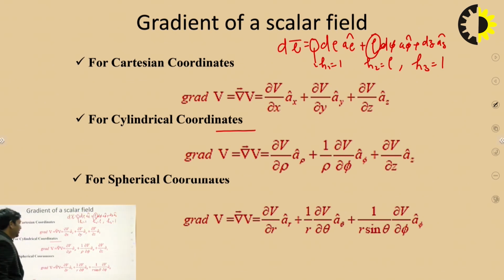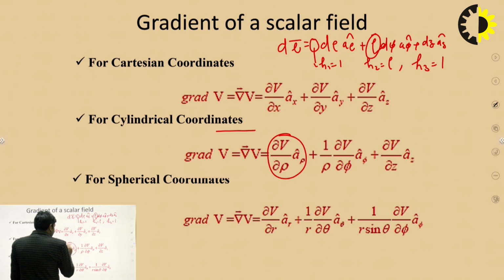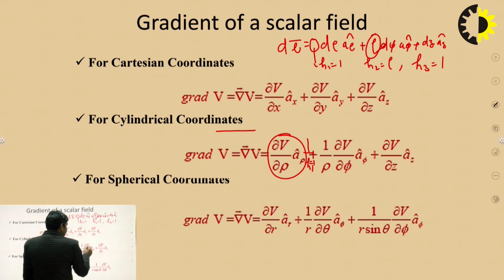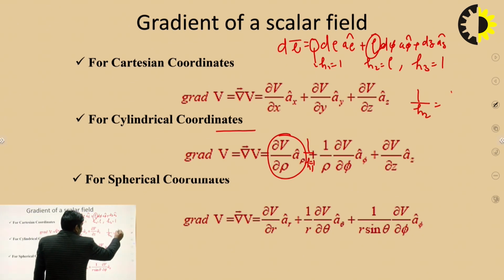So we easily calculate the gradient of any scalar field given in the cylindrical coordinate system using the formula del V over del rho, with the multiplying factor h1, which in this case is 1. So the gradient of V is del V over del rho a rho times 1 upon h1; since h1 is 1, this term is del V over del rho a rho. In the case of the next term, what is the 1 by h2 factor? 1 by h2 is 1 by rho.